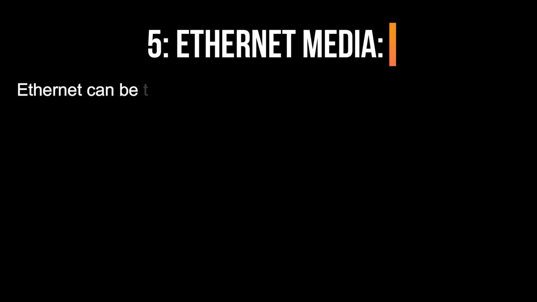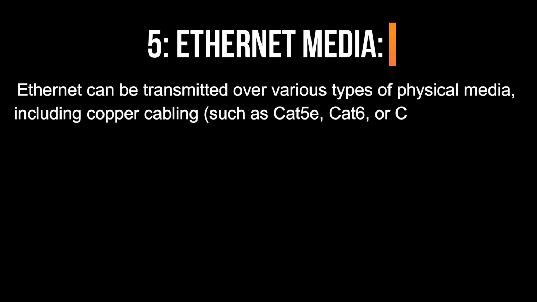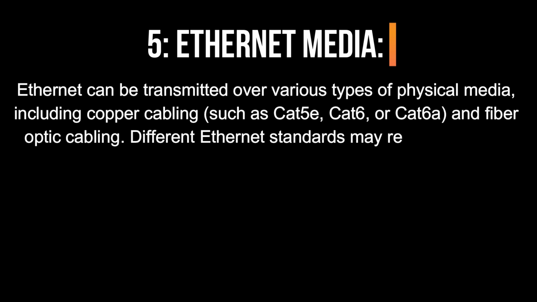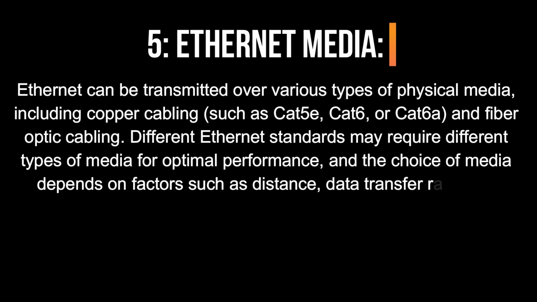5. Ethernet media. Ethernet can be transmitted over various types of physical media, including copper cabling, such as Cat5e, Cat6, or Cat6a, and fiber optic cabling. Different Ethernet standards may require different types of media for optimal performance, and the choice of media depends on factors such as distance, data transfer rate, and environmental conditions.